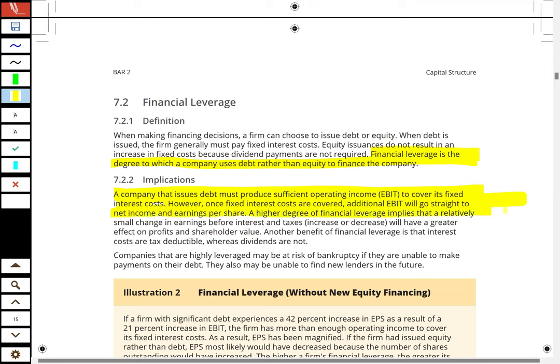A higher degree of financial leverage implies a relatively small change in earnings before interest and taxes will have a greater effect on the profits and shareholders' value. Okay. Now, again, this has to be fixed.